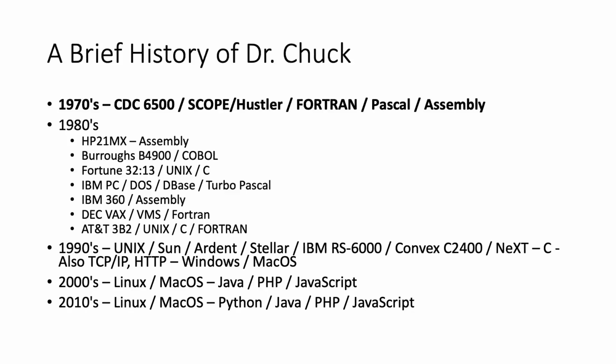So I'll lay on top of all this: remember that 1978 is this moment in history where I claim everything changed. Now, I've been a computer scientist for a very long time. I started in 1975. And in 1975, I learned things like Fortran on a CDC 6500 computer. It ran a special operating system called Scope Hustler. I knew how to do assembly. I knew how to do Fortran and even Pascal.